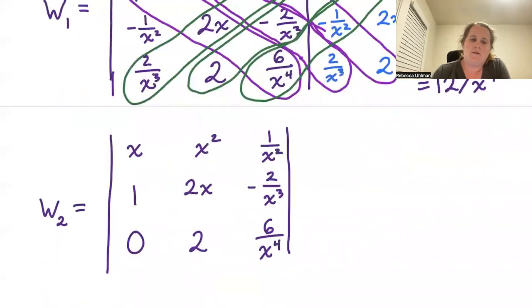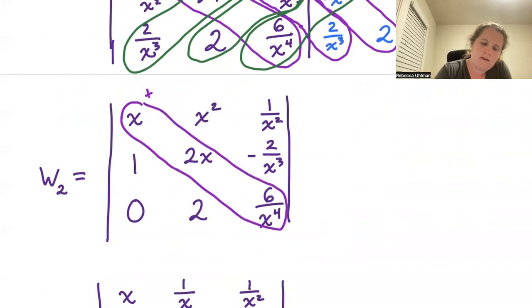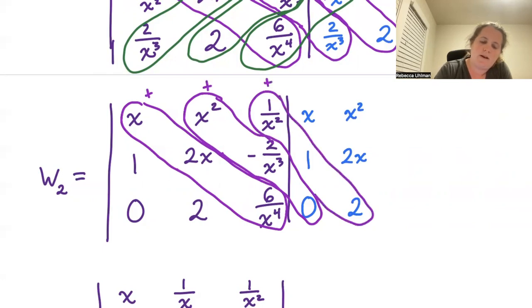Doing the same thing for W2. We have our forwards diagonals, which we will add on. I need to do my copying of the columns. So we'll copy x, 1, 0, and copy x squared, 2x, 2. We are going to add on our forward diagonals and subtract off the backward diagonal products.